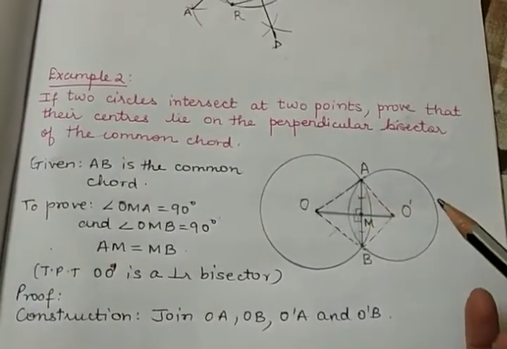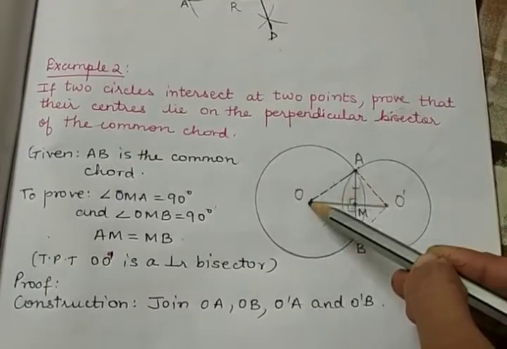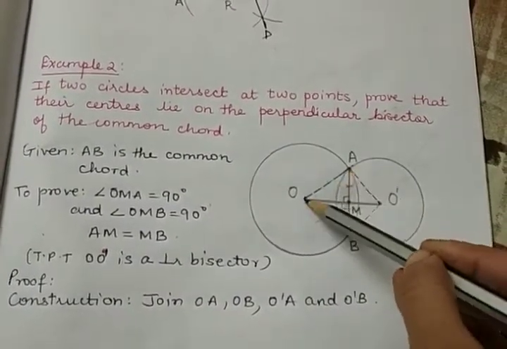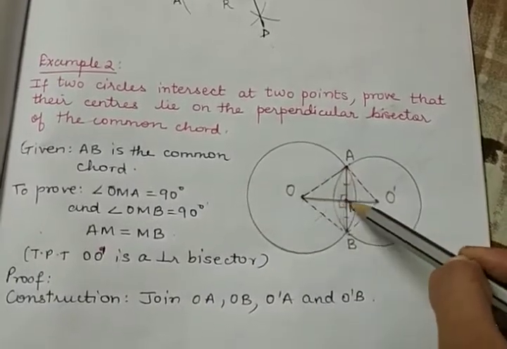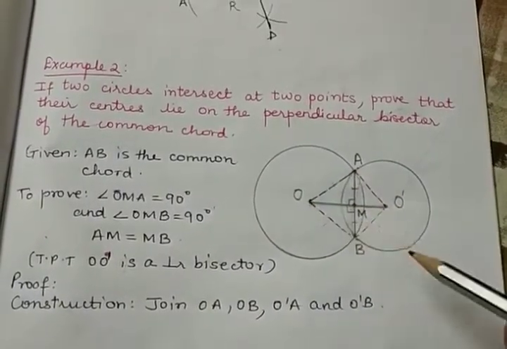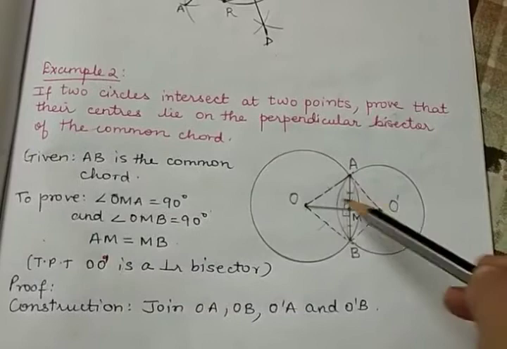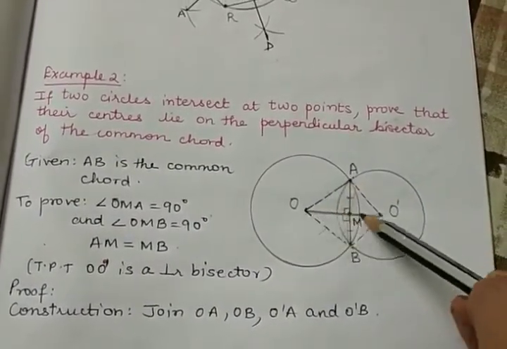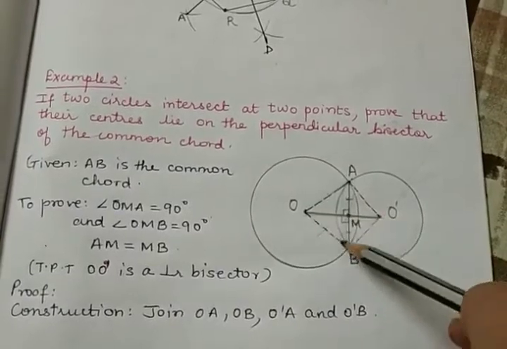Which are the triangles? Can you see here? You can see this triangle and this triangle, right? Okay, so what if I take these two triangles? Will I get three conditions to prove that these two triangles are equal? Let us see. Suppose I take this triangle and this triangle.